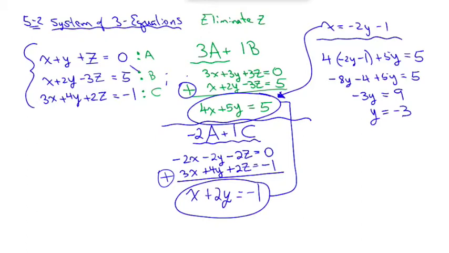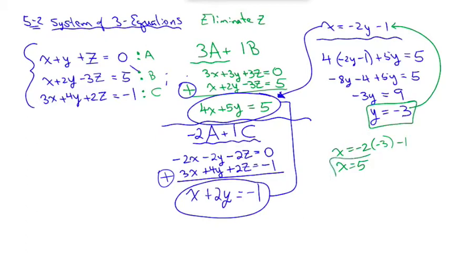If we plug this back in, I'd go one level up. Generally what happens is you keep going a level up to get all your answers. So if I plug y equals -3 into that, you get x is equal to -2 times -3 minus 1, which is 6 minus 1, which is 5. So now you have y equals -3, x equals 5.